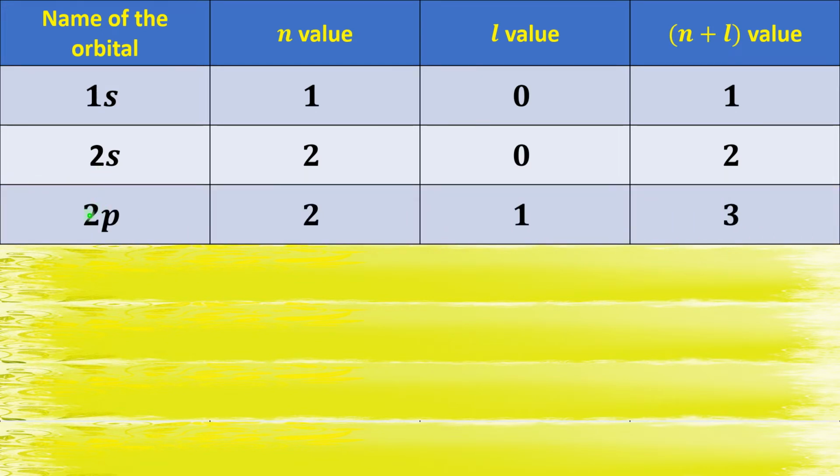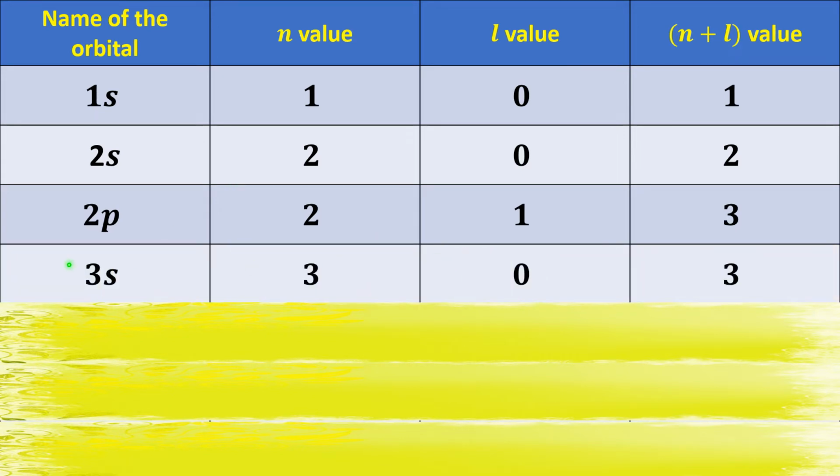Next, 2p. Here the N value of 2p orbital is 2 and the L value of p orbital is 1, as you have just seen. And N plus L value is 2 plus 1 equal to 3. Now you can see here, energy of 1s orbital is less than 2s orbital. The energy of 2s orbital is less than 2p orbital. So these orbitals are filled in this order only, 1s, 2s, 2p.